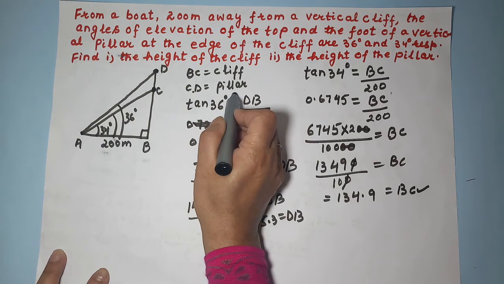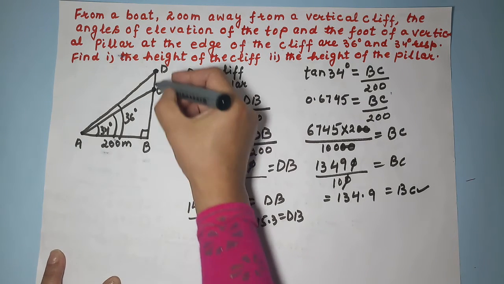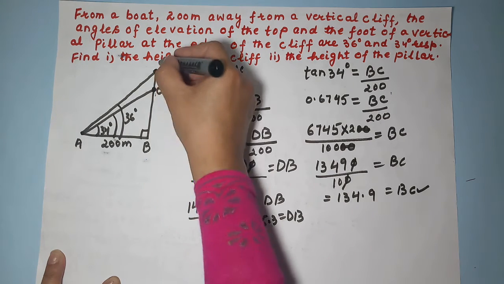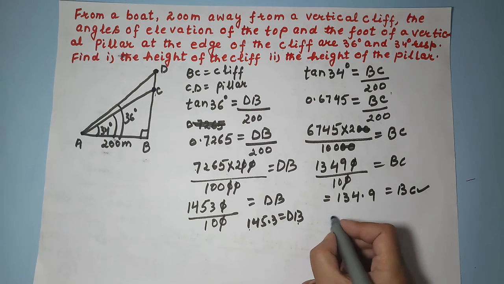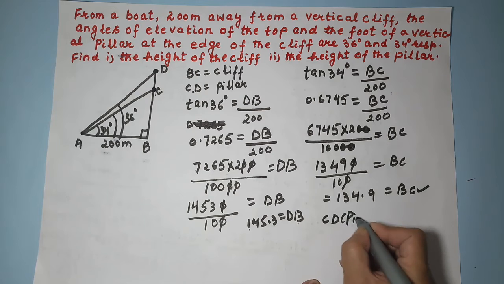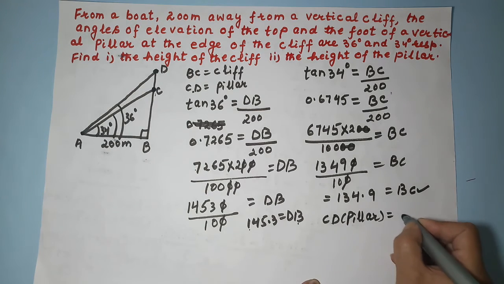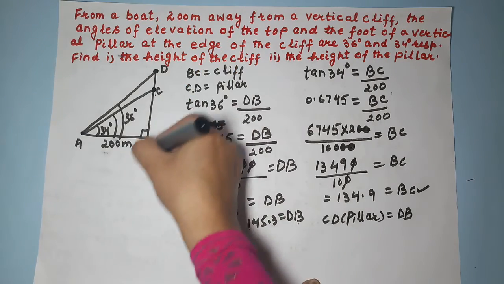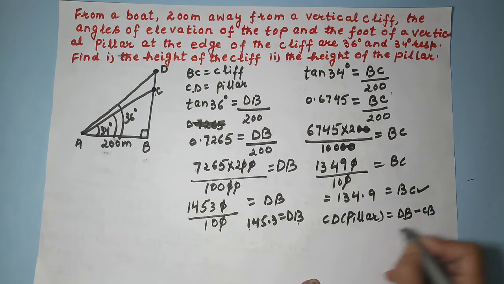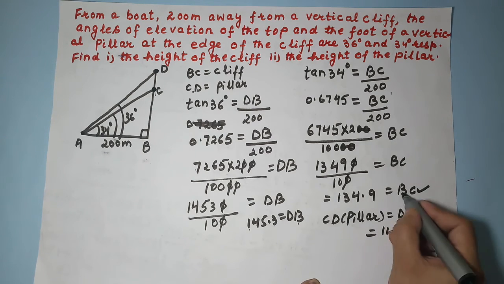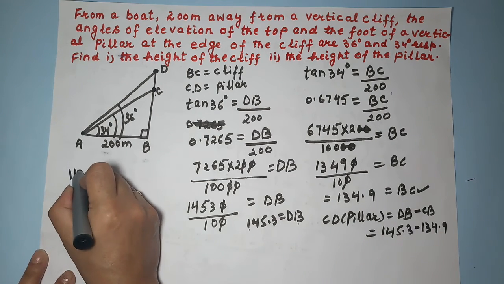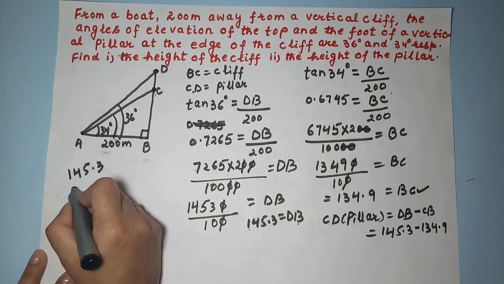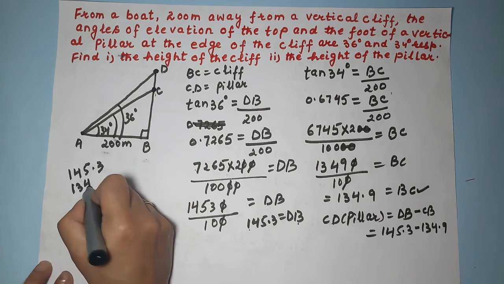Now I want CD. That is the pillar. How do I get the length of this pillar? BD minus BC. What is my BD? 145.3. So CD, which is your pillar, is equal to DB minus CB. So DB you have 145.3 and CB you have calculated 134.9. So let me calculate 145.3 minus 134.9.